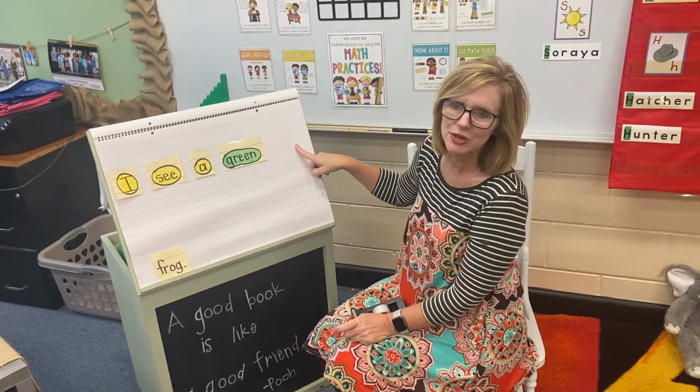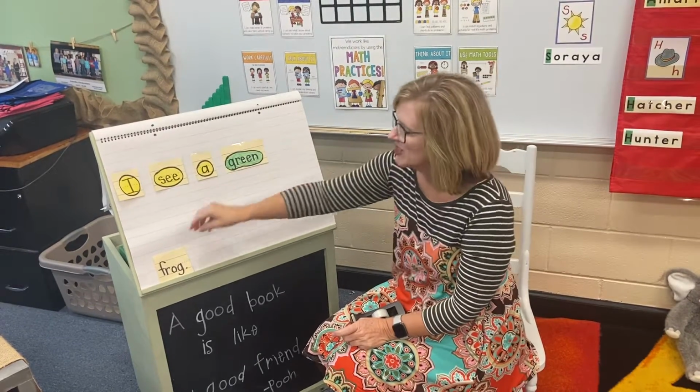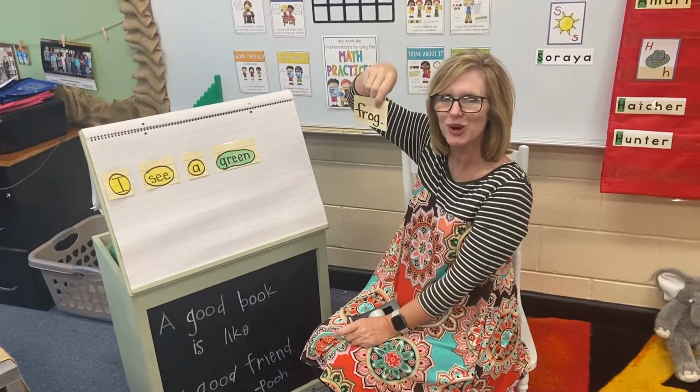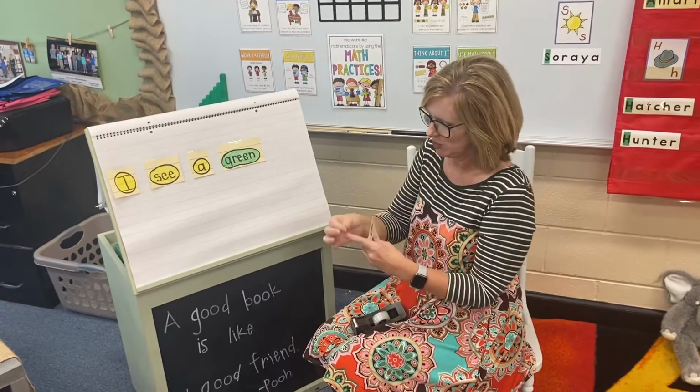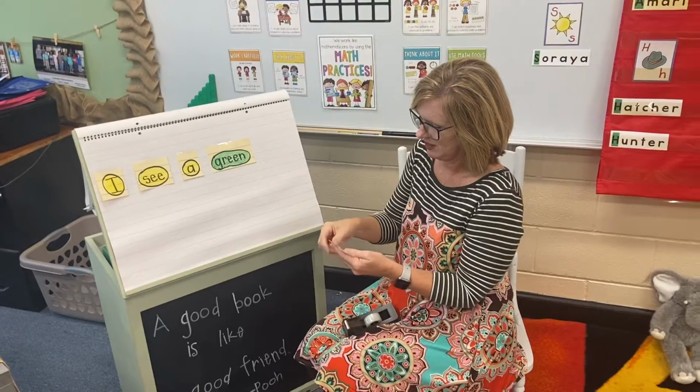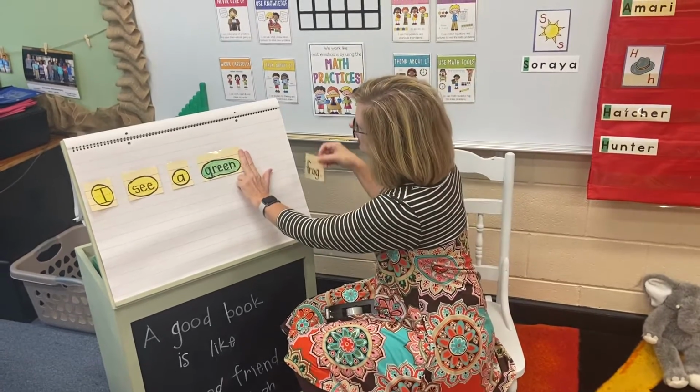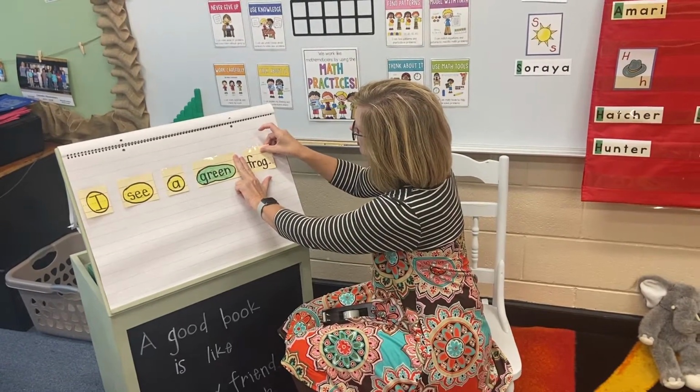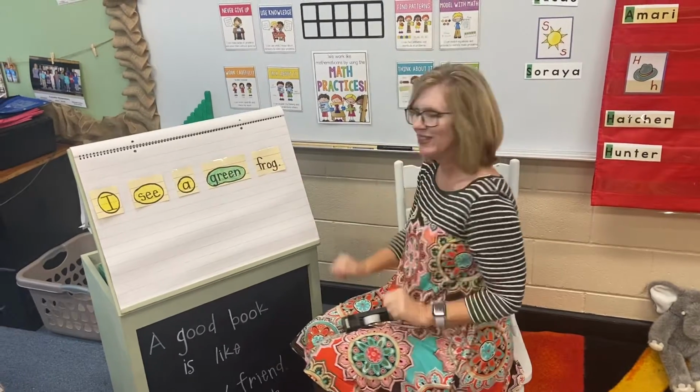And what was the character in the book? That's right, it was a frog. So this is the word frog. So I'm going to take frog. I'm going to use 2 finger spaces, and I'm going to glue frog right there.